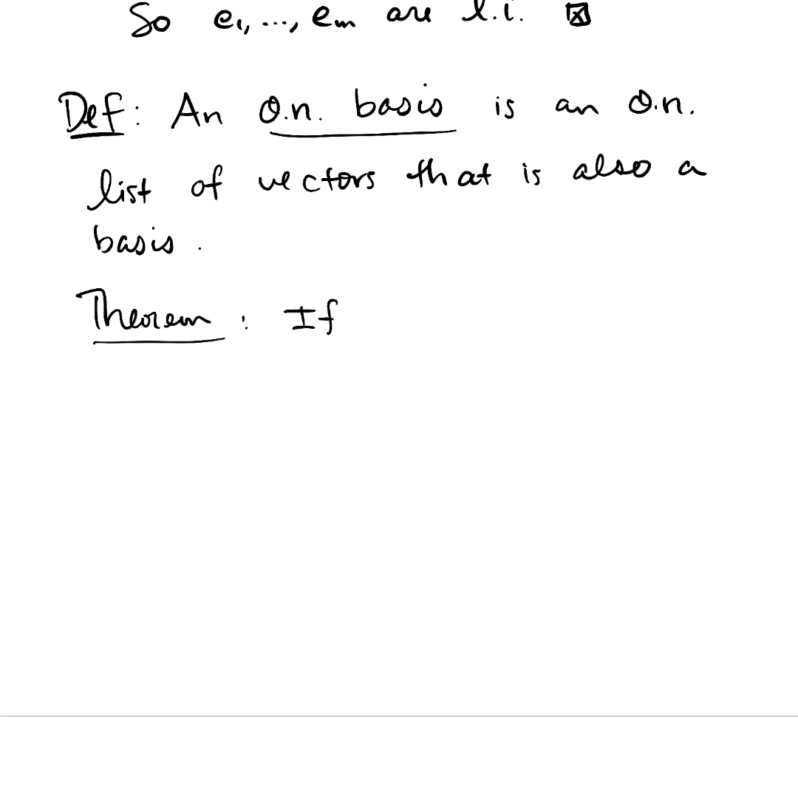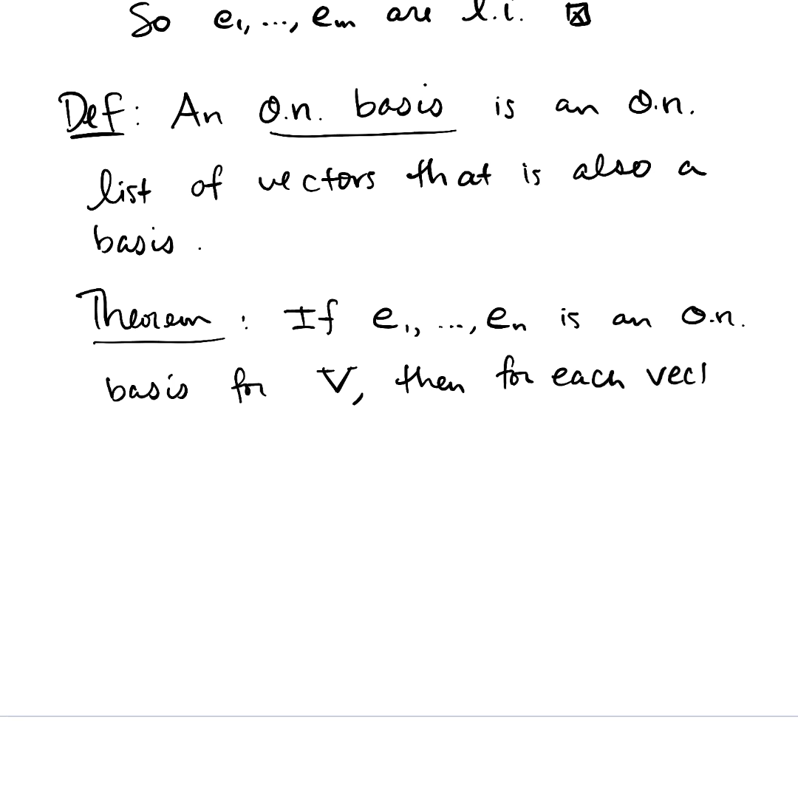If E1 through En is an orthonormal basis for V, then for each vector little v in big V, little v is equal to, all right, pause for a sec.